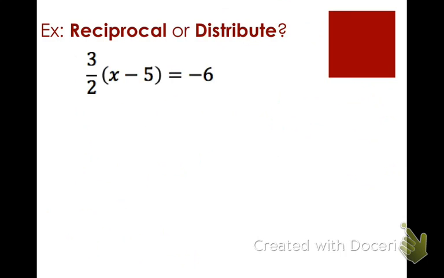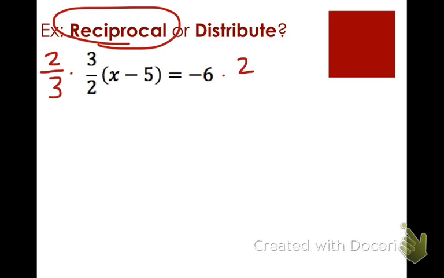And our last example, we have 3 over 2 times x minus 5 equals negative 6. In this case, 3 over 2 would multiply by x just fine, but 3 over 2 times 5, that's going to be messy. So in this case, it would be a better decision to multiply by the reciprocal. Remember that both will always work, but what I'm talking about is what would be the better decision. So in this case, 3 over 2, the reciprocal of that is going to be 2 over 3. Whatever I do to one side, I have to do to the other.